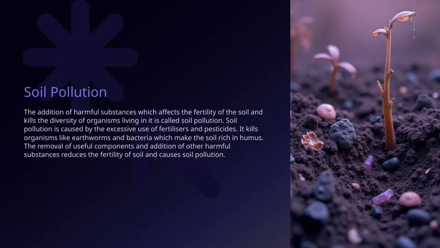Soil pollution refers to the addition of harmful substances to the soil, which negatively impacts its fertility and the diverse range of organisms that live there. When we talk about soil pollution, we're really focusing on how human activities, like overusing fertilizers and pesticides, are causing these problems. These chemicals don't just stay harmless, they can actually kill vital organisms such as earthworms and bacteria.